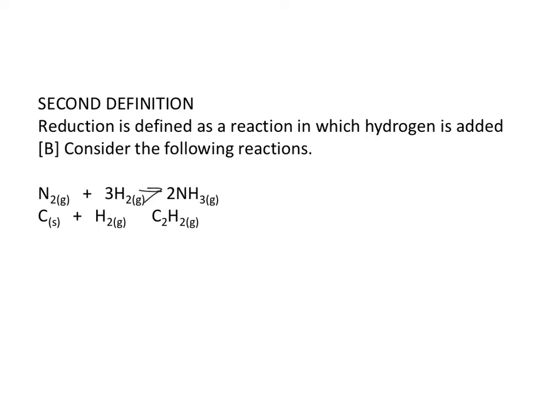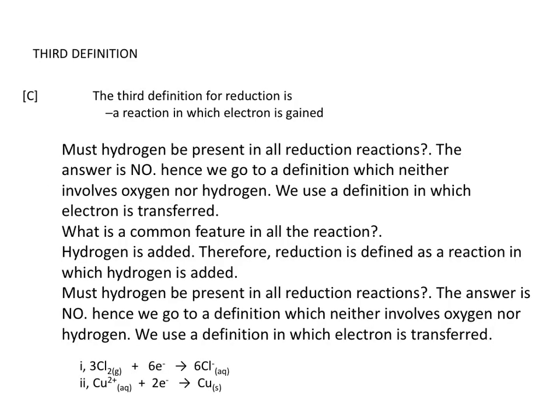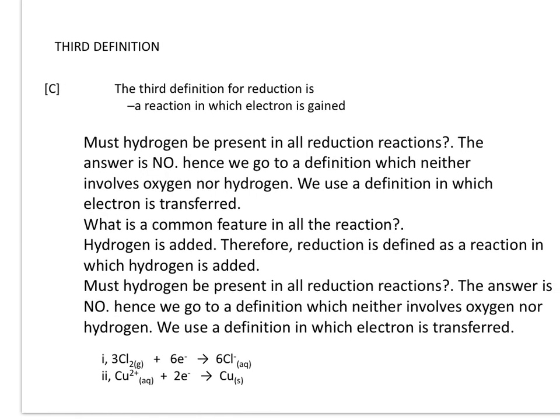Carbon, C, plus H2, that's carbon plus hydrogen, to give you C2H2. Also a reduction reaction. Third definition of reduction: it is a reaction in which electron is gained. So there is gain of electron in reduction, while it is the opposite for oxidation.